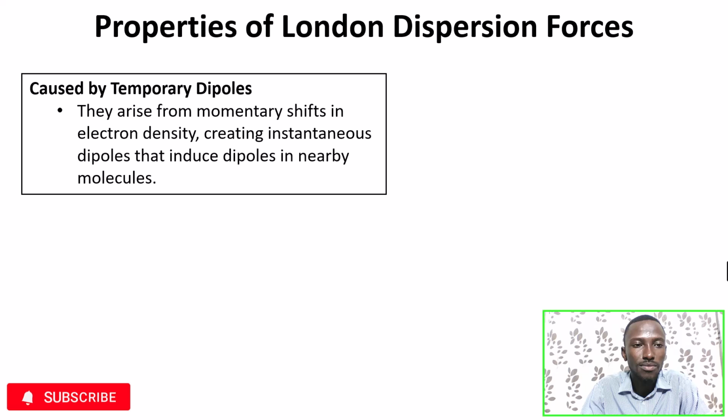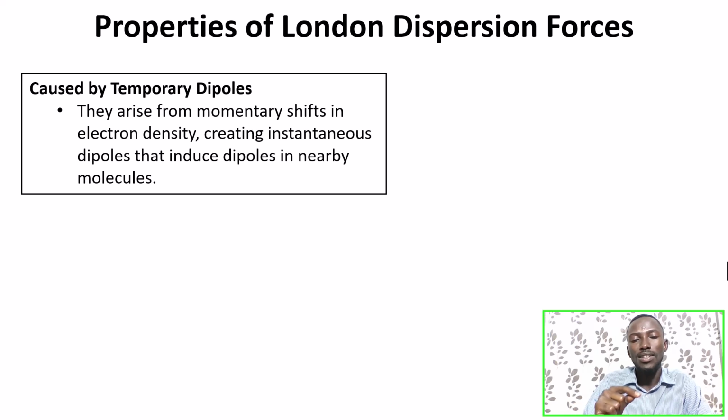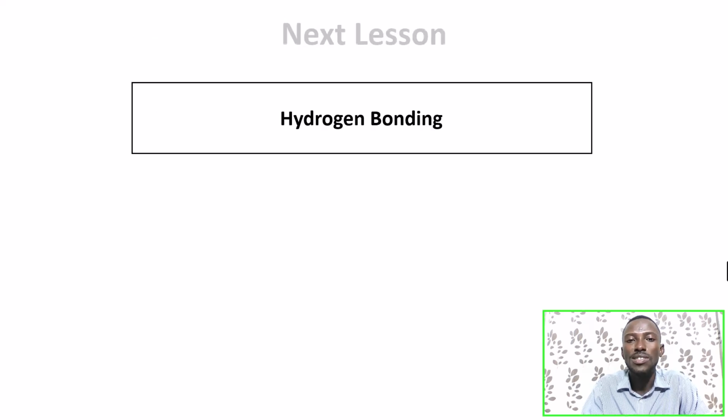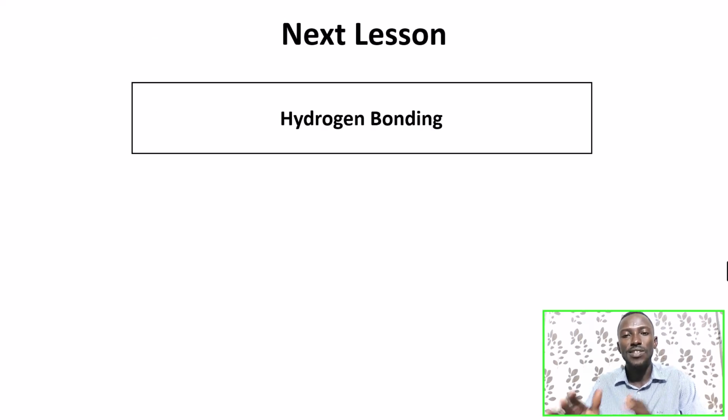There we have the last property here. London dispersion forces are caused by temporal dipoles. Good. Remember, not caused by permanent dipoles, they are caused by temporal ones. But dipole-dipole interaction, which we discussed earlier, is caused by permanent dipoles. But London dispersion forces are caused by temporal dipoles. So this brings us to the end of this lesson.